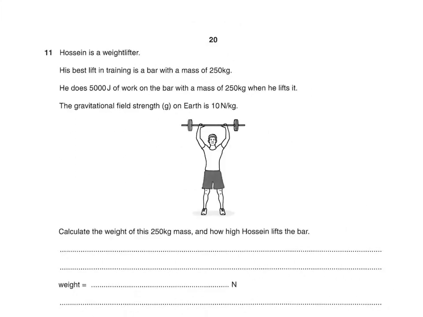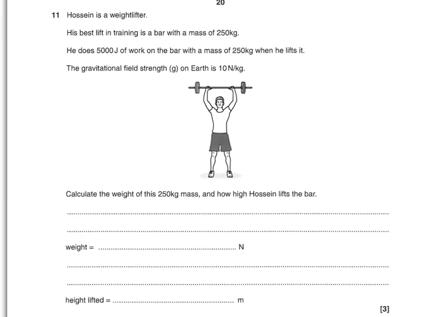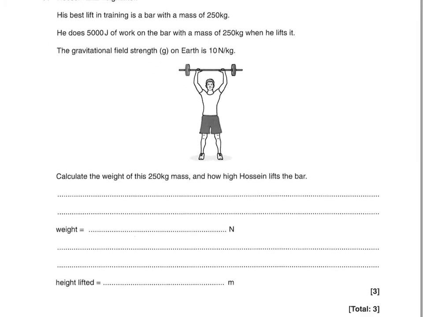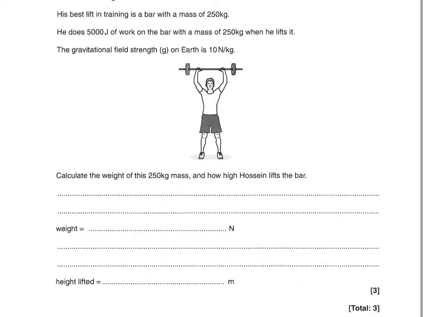Hossein is a weightlifter. His best lift in training is a bar with a mass of 250 kilograms. He does 5,000 joules of work on the bar when he lifts it. The gravitational field strength on Earth is 10 newtons per kilogram. The first question asks you to calculate the weight of this 250 kilogram mass and how high Hossein lifts the bar. So the weight is simply the mass times the gravitational field strength, which is 10 newtons per kilogram. So that's 2,500.